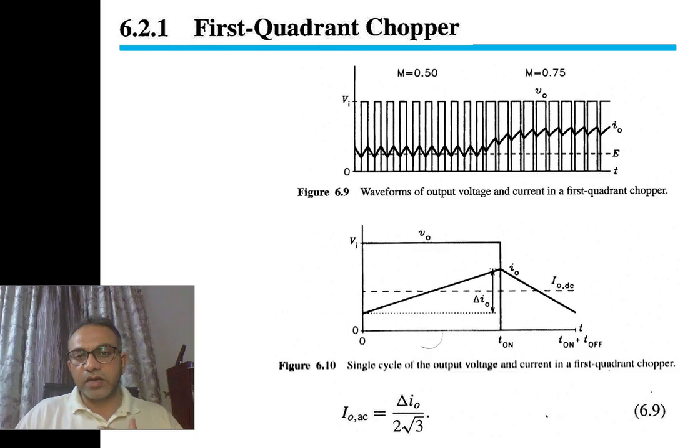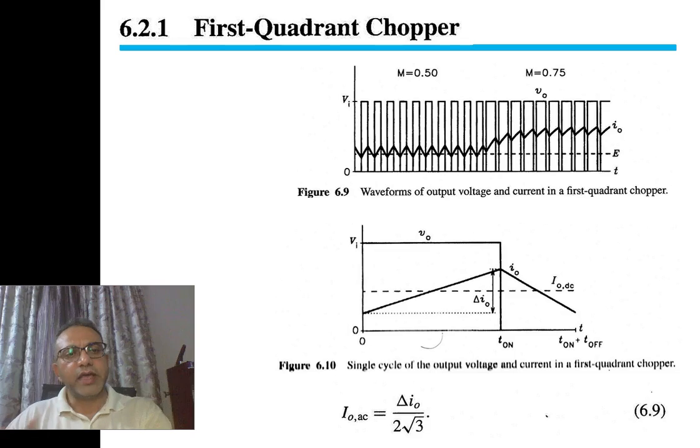The answer of the straight line will be very close to the answer of the exponential. And to solve for this, for time saving, we get an output current equal to delta I out divided by 2 under root 3. This is the advantage of applying the graphical function to solve instead of the exponential function.